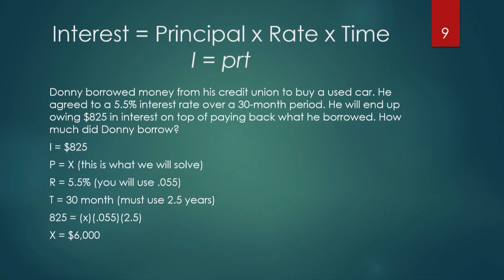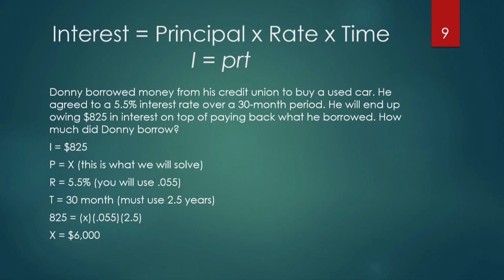Now this is one, we're given all the information we need except for one thing. So what is it that we're looking for? We know that he's going to owe $825. They told us that that's his interest, $825. The rate is 5.5%, so we're going to use 0.055. The time is 30 months. So again, we don't want to use months, we want to use years. So you have to figure out that 30 months is 2.5 years. So 24 months is 2 years, an extra 6 months, 24 plus 6. So you get 2.5 years.